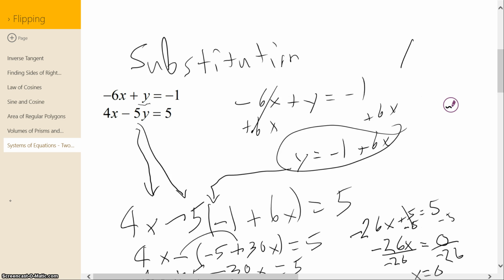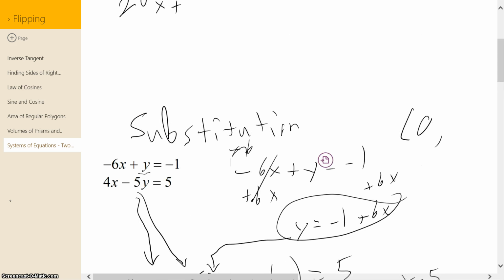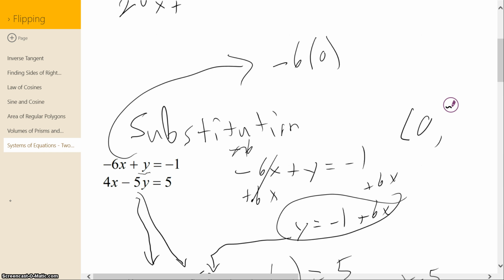This is my x-coordinate, so I've got 0. And I'm going to go back to this other equation here. I'll plug in 0. Negative 6, plugging in for x, plus y equals negative 1. This just means negative 6 times 0 is just 0, plus y equals negative 1, and hot dog, y equals negative 1. So there's my solution: 0, negative 1.